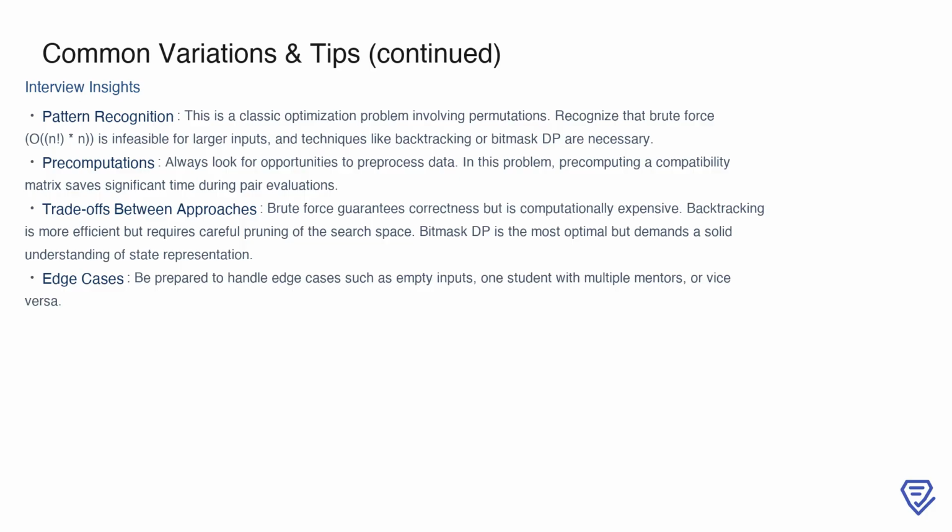process. When considering different approaches, remember that brute force guarantees correctness but is slow, backtracking is more efficient but requires careful pruning, and bitmask DP is the most optimal but demands a solid understanding of state representation. Lastly, don't overlook edge cases. Be ready to handle scenarios like empty inputs, one student with multiple mentors, or vice versa.